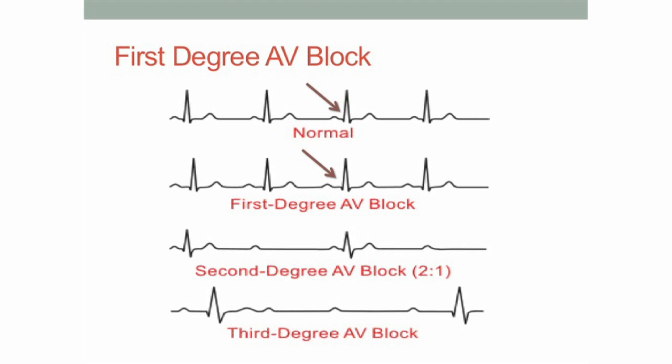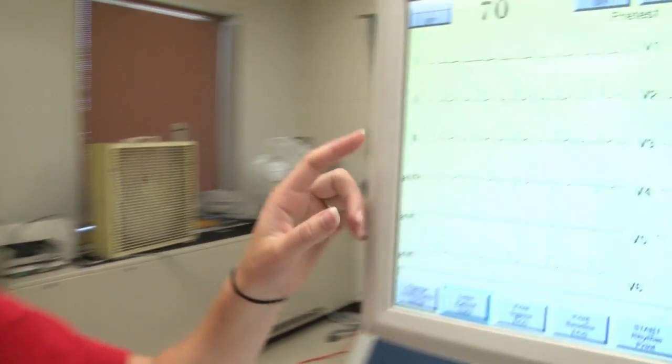With second degree AV block, now this is obviously more severe, you can see there's a long time before the first P wave and the QRS complex. And then the third degree, the problem is much worse. You can actually see multiple P waves in there. That's just because the signal is traveling and the heart wants to beat but can't because there's a delay in the signal. Now we're looking at the first degree AV block.